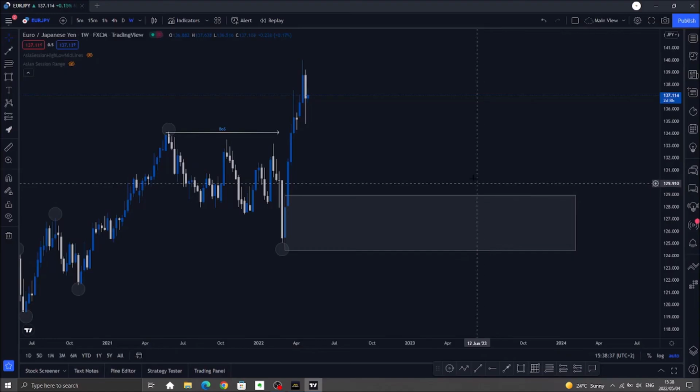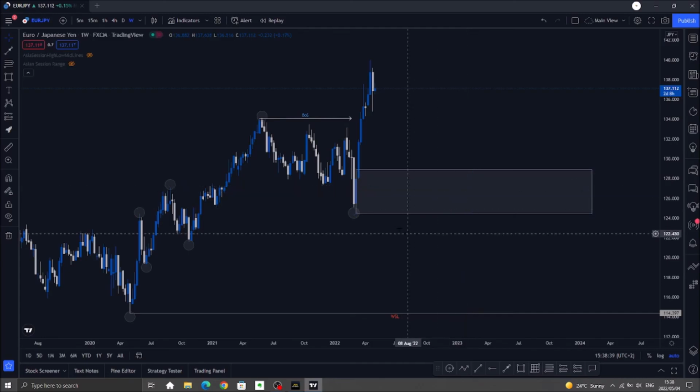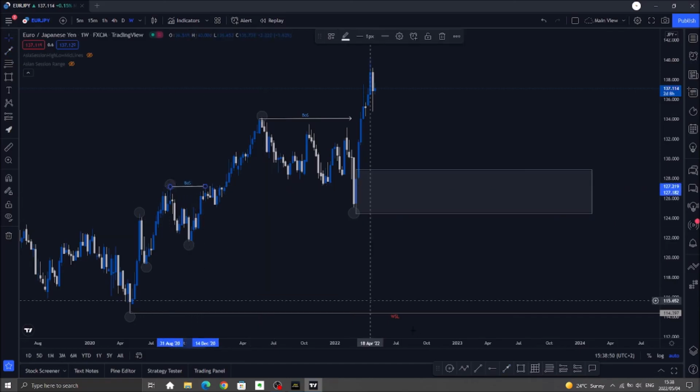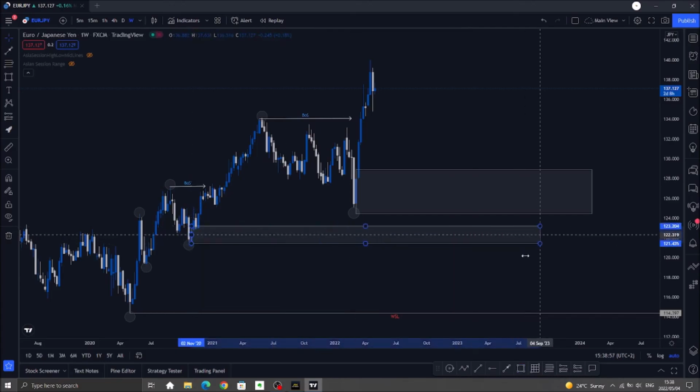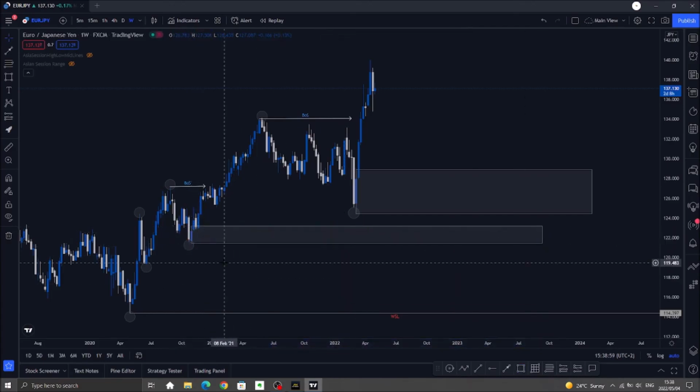All right. So what we're going to do now is identify one more break of structure, which is valid in here, together with another origin of that break of structure, which would be this specific area in here. And notice how your breaks of structure more often than not originate from the previous swing point, which is why it's so important to be able to identify those swing points.